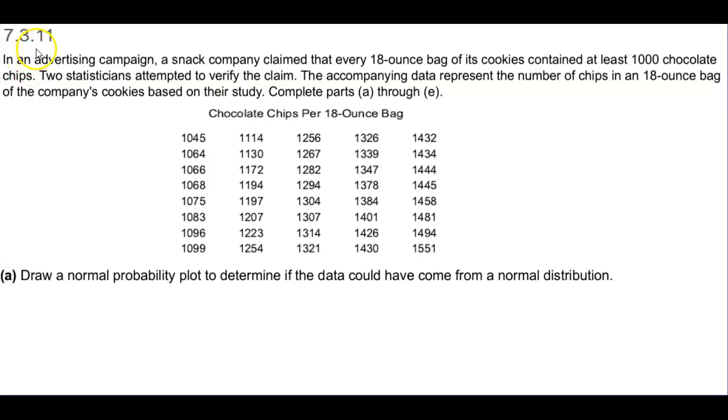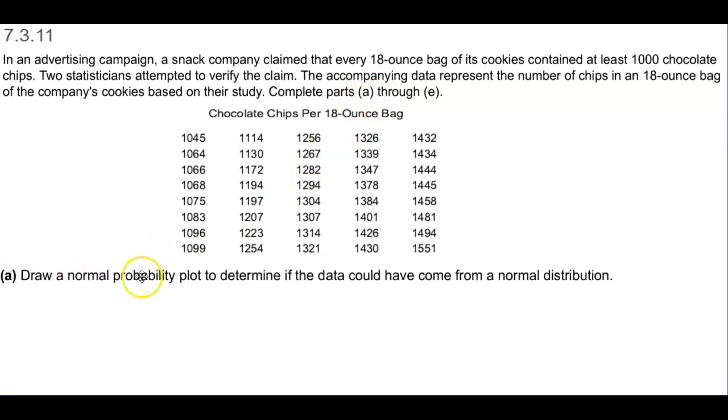Section 7.3.11, in an advertising campaign, a snack company claimed that every 18-ounce bag of its cookies contained at least 1,000 chocolate chips. Two statisticians attempted to verify the claim. The accompanying data represent the number of chips in an 18-ounce bag of the company's cookies based on their study. We're going to complete parts A through E.